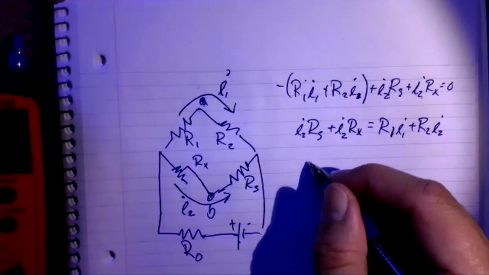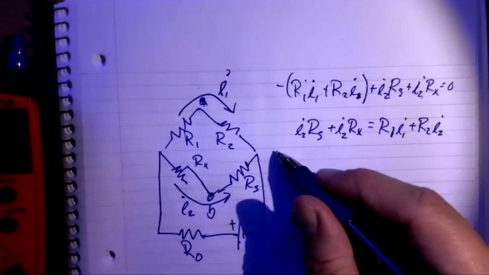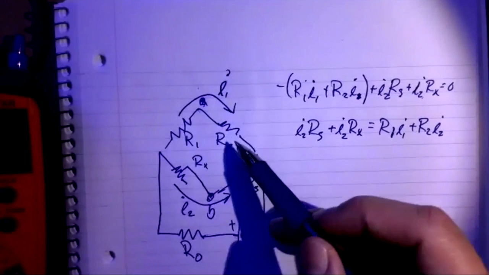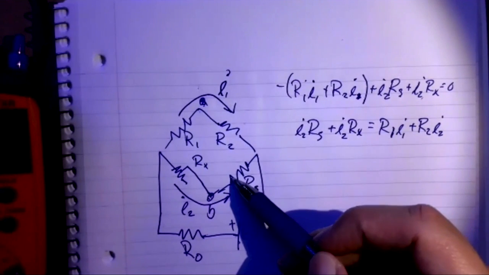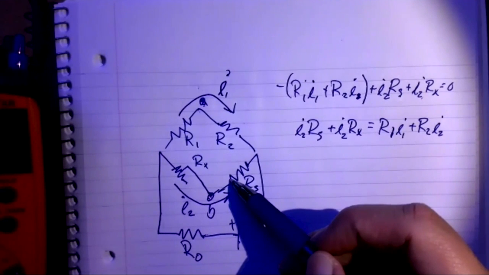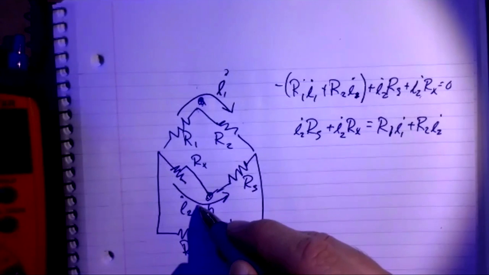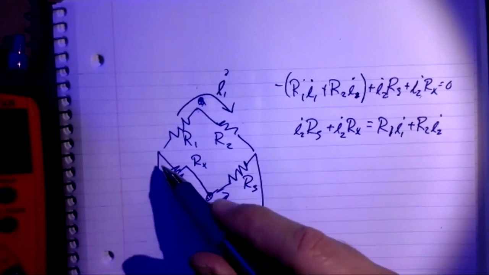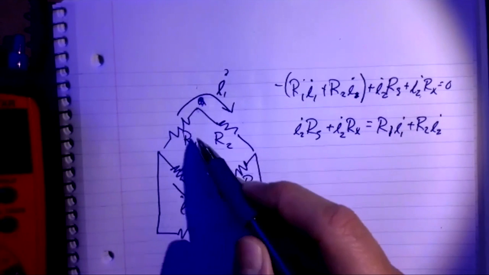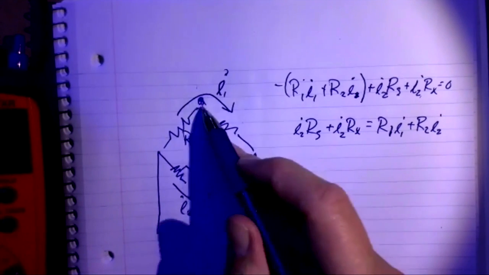Okay, so what does that mean? If those are at the same potential, we can go this way. So we'll have I2 go across here. Yeah, so we're going to have R1 and R2. So this has to be at the same potential.